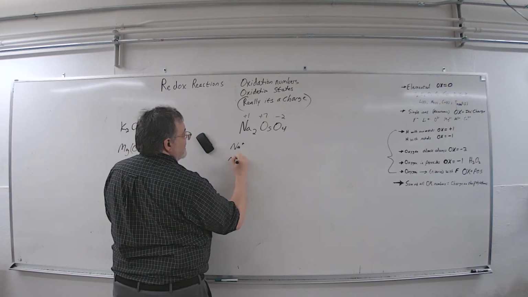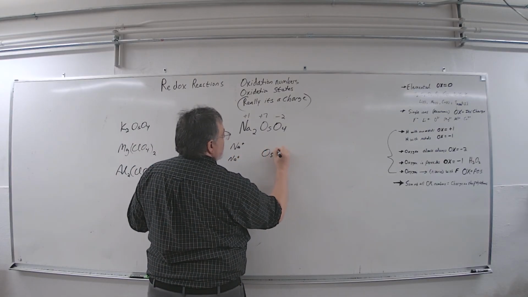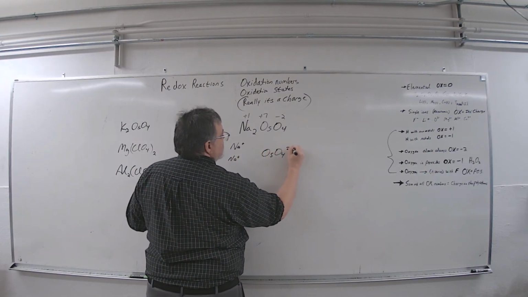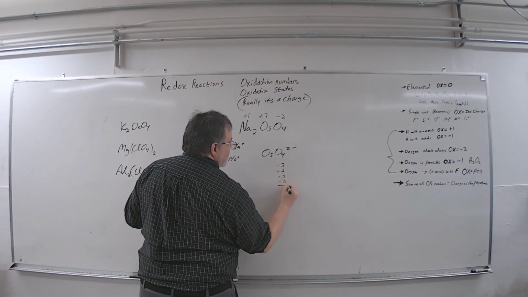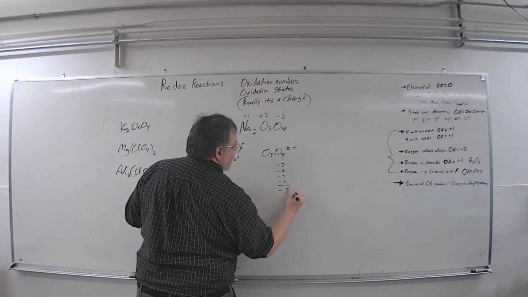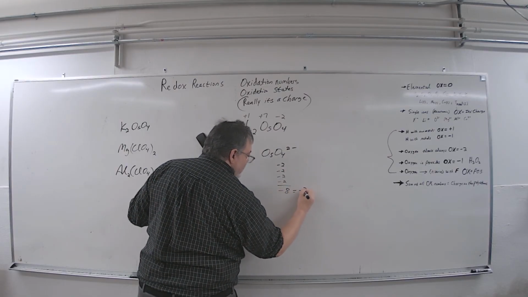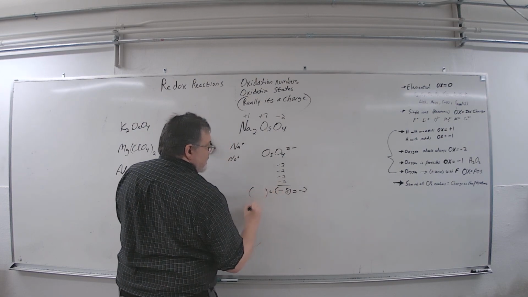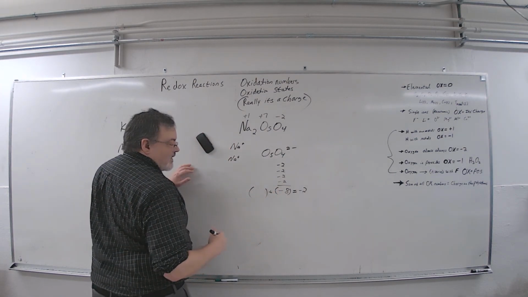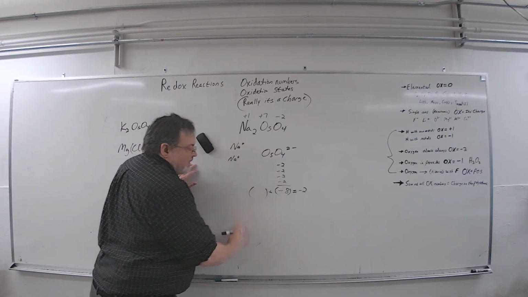Na plus OSO4 2 minus. Okay. -2, -2, -2, -2. -8 equals -2. Okay. Yeah. Yep. Thank you. Okay. Good. It's something different finally.